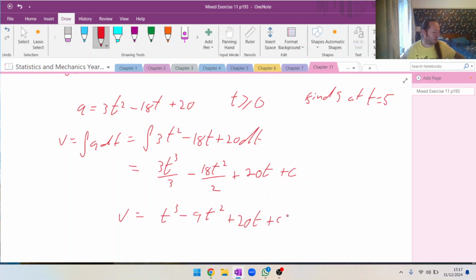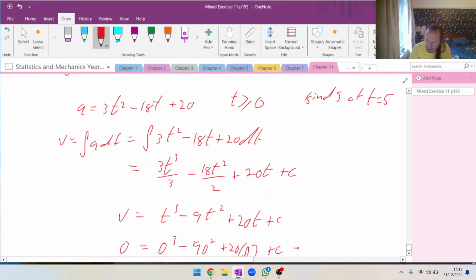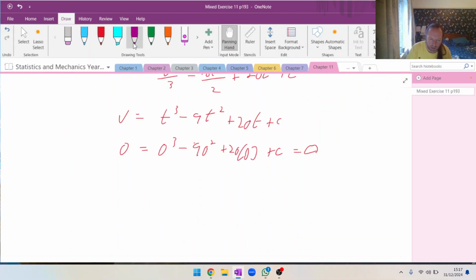Going back to the initial question, a particle starts at rest. So that means velocity was equal to 0 when time was equal to 0. So that means we can put in all of these ones and get c equal to 0. So we get rid of that first constant. There we are.